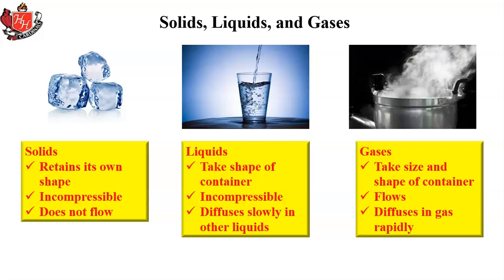But finally, gases. Gases take the size and shape of their container. So if you have a bottle of perfume, all of the perfume molecules are inside that little bottle. If you take the top off, particularly on a warm day, those molecules will spread out to the volume of the entire room. So they not only don't have a constant volume, they can either be in a little bottle or spread out among the entire room, but they take on the shape of the container that they're in, either the bottle or the room. They do flow and they diffuse rapidly in other gases.